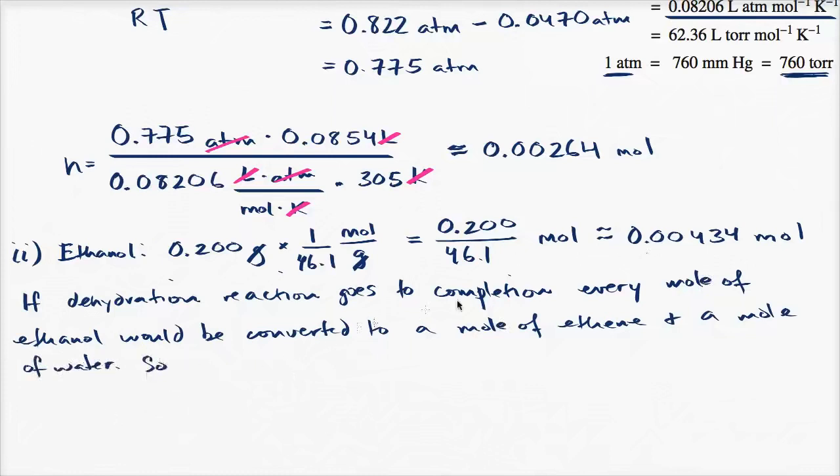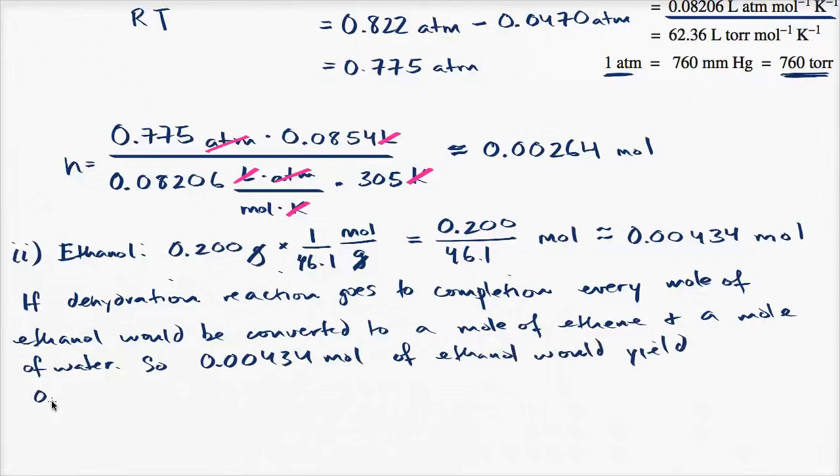So 0.00434 mole of ethanol would yield that same number of moles, 0.00434 moles of ethene. So if the reaction went to completion, that's how many moles you would produce. What we actually measure is a smaller number than that. So the reaction didn't go fully to completion.